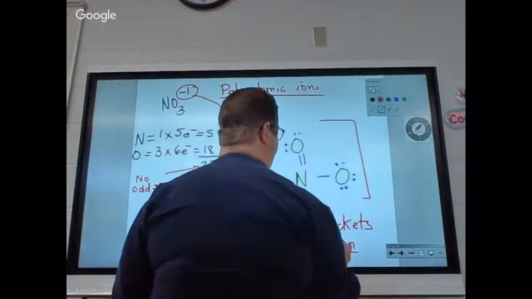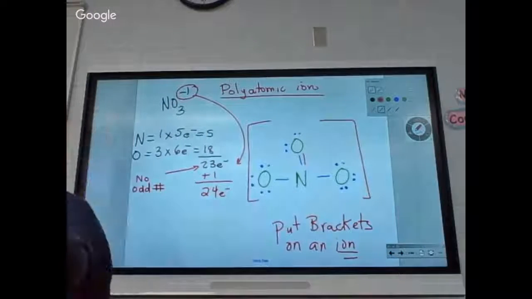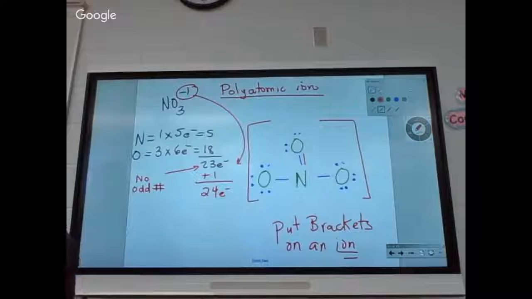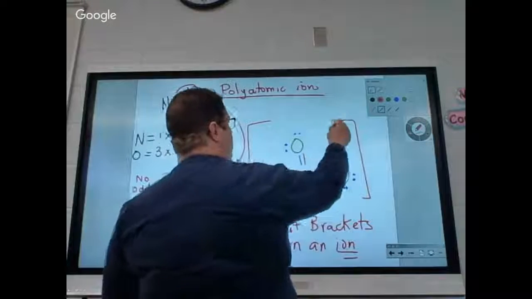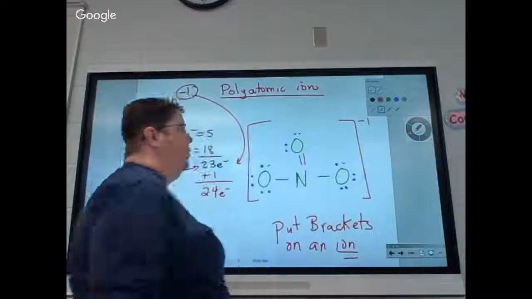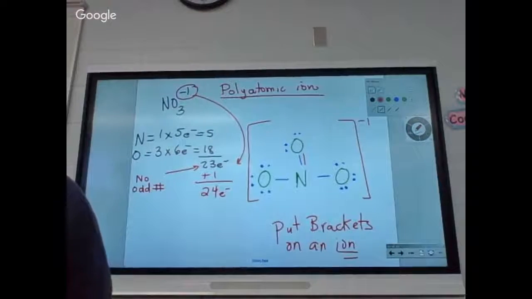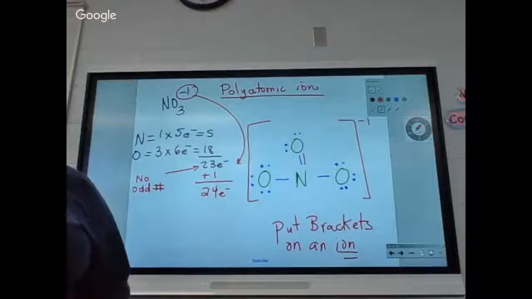Put brackets on an ion. That just tells people you added an electron or took one away. So if it doesn't, then just leave it off. You don't put brackets on anything that's not a polyatomic ion. So if it's a polyatomic ion, the brackets say, hey, you added something there. That's all. Do you need to put the number? I put the -1 or positive or whatever next to it so people know what you added.